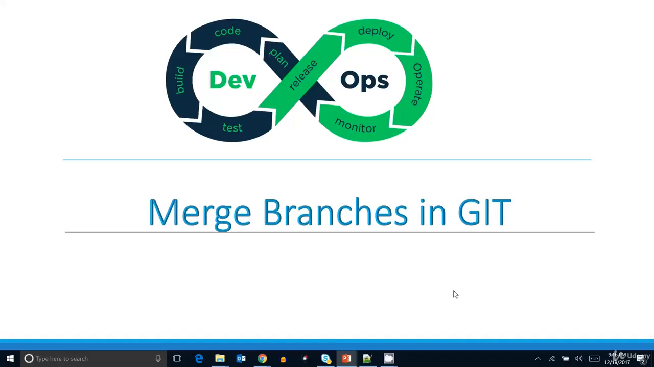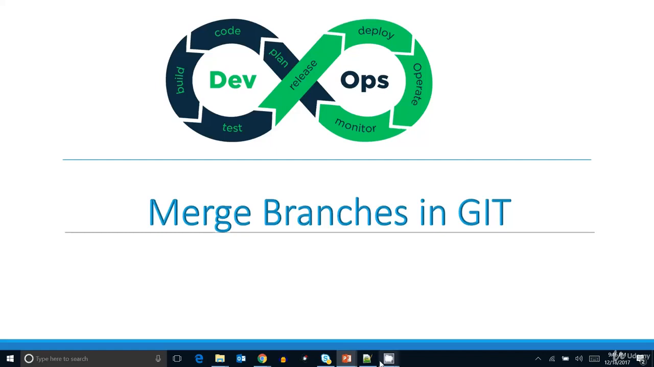Git. In the last tutorial we have already seen what the meaning of branches in Git is, how we can create the branches, how we can check out the branches, what the difference between the different branches is, and what the application of the branches in Git is. Today we are going to see how we can merge the different branches.